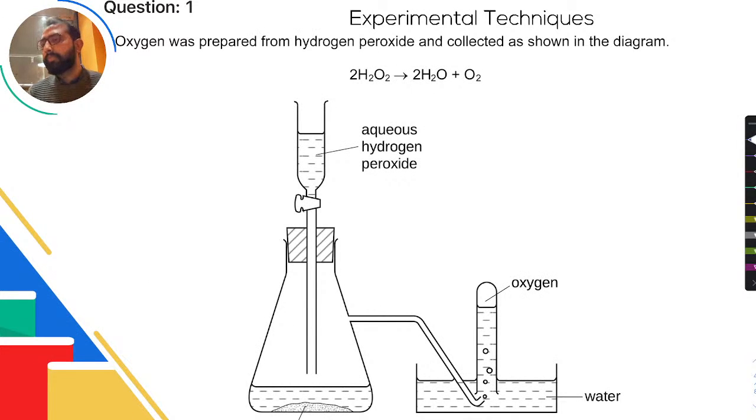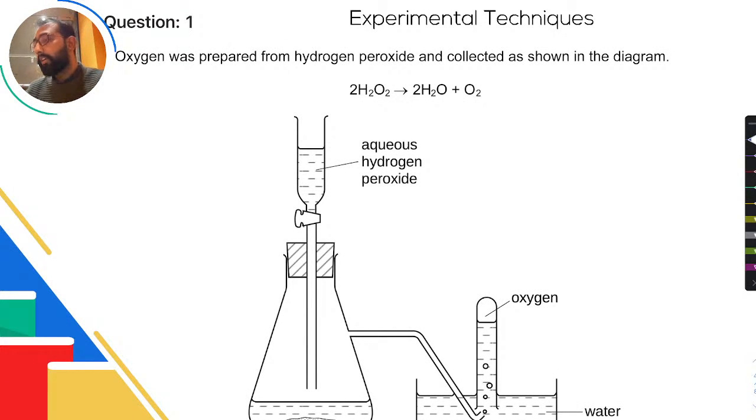All right, so let's review the quiz that we just had. The first question was that oxygen was prepared from hydrogen peroxide and collected as shown. Now, gas collection is something I've already touched upon in previous lessons, but I'll quickly go over it again. There are three ways of collecting gases: upward delivery, downward delivery, or collecting it over water.